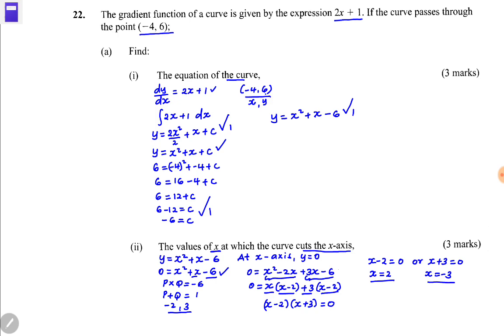Now there are 3 marks for this question. 1 mark is for equating the gradient function to 0. Then the other mark is for solving the quadratic equation up to the point of multiplying the two factors. And the other mark is for getting the correct values of x.